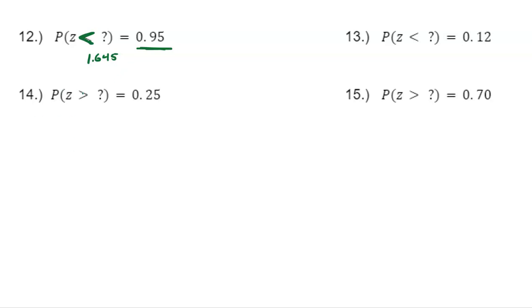All right, let's do number 14 right underneath it. This one is greater than, so we're looking for a z-score that has 25% greater than it. This would actually be the 3rd quartile, right? Because the 3rd quartile has 25% to the right, 75% to the left. So this is asking me to technically find the z-score 3rd quartile.